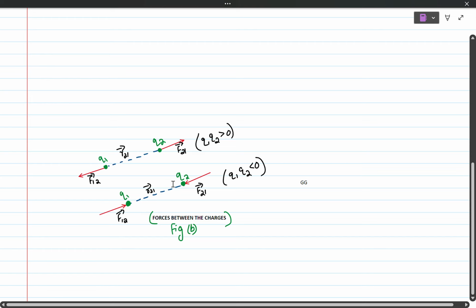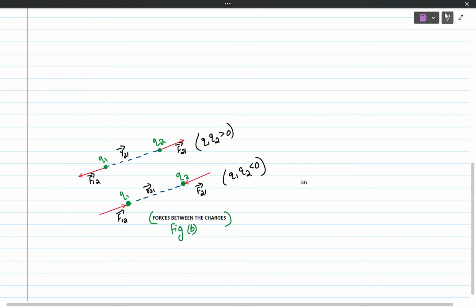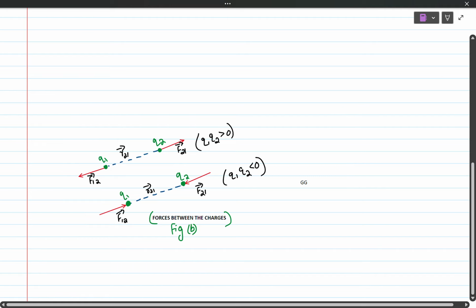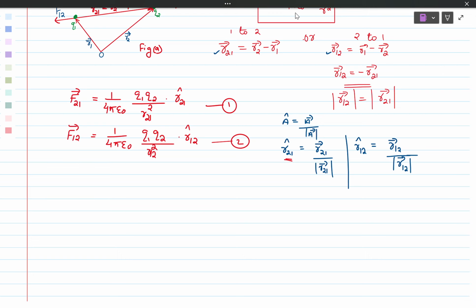And one more thing we can write is F12 equal to negative F21, isn't it? Both are equal and opposite. So we can say Coulomb's law agrees with Newton's third law. Hope you understand this well. Otherwise, please watch from the beginning. Thank you.